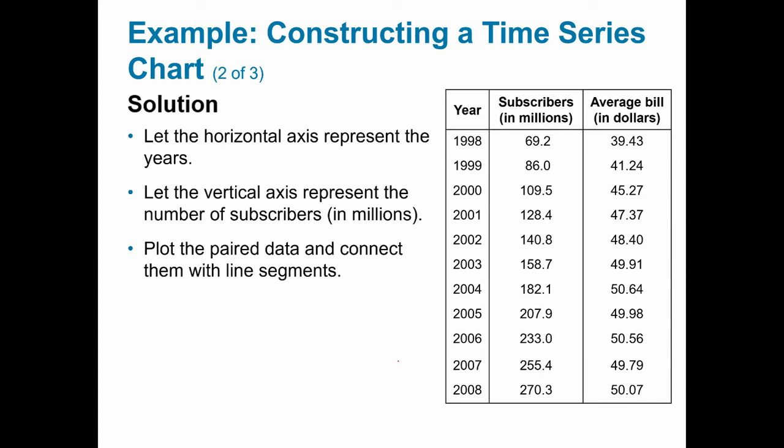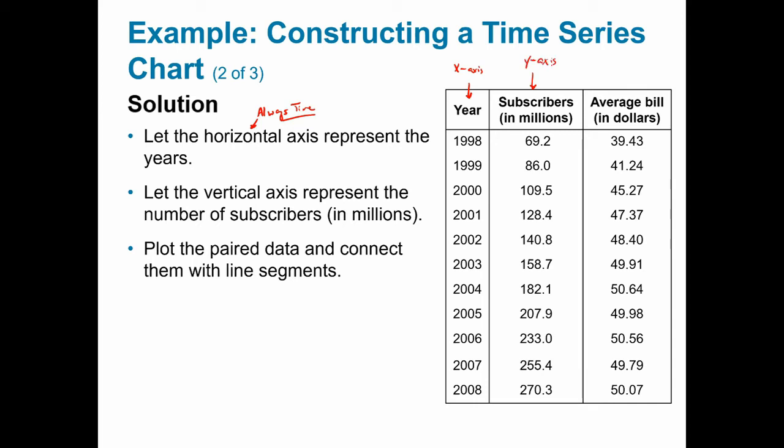So what we're going to do, we're going to let the horizontal axis represent our years. So your horizontal axis, always time. Whatever time periods you're looking at, that's your horizontal axis. So year in this case is going to be our horizontal or our x-axis. And then the vertical axis is going to represent the number of subscribers in millions. So that's our y-axis.